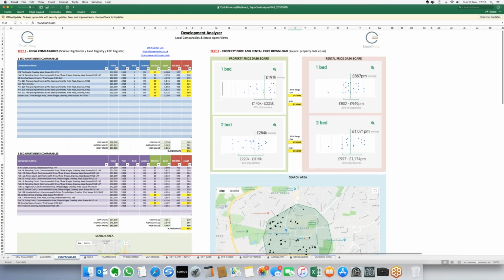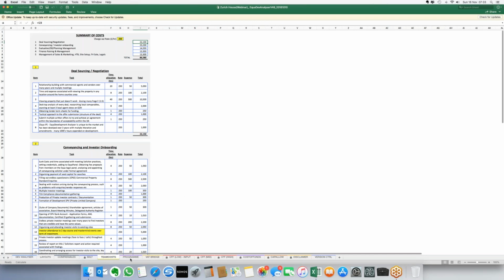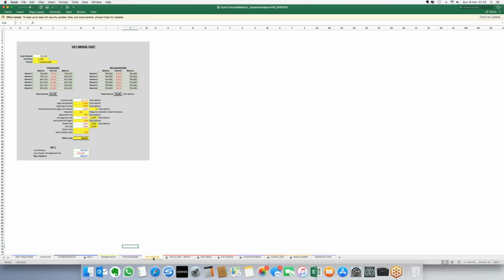The comparables. Now we will come back to this in a bit, but this is where we store all the comparable information to support the gross development value. We've got a tab here for calculating the stamp duty, be it residential, be it non-residential, or if the opportunity arises that we can buy the building possibly as a transfer of a going concern, and therefore a slightly lower stamp duty rate. Team costs, program, which automatically throws out a program.